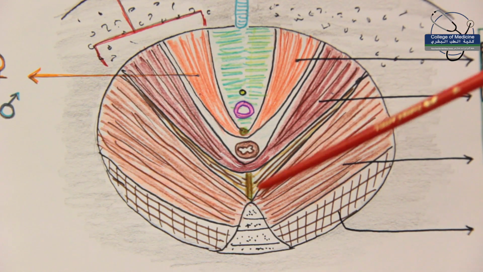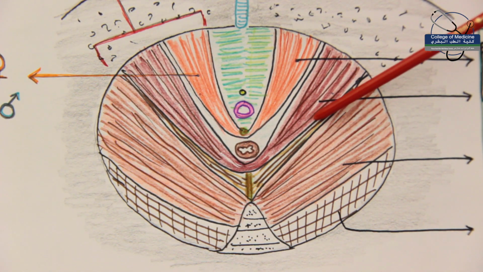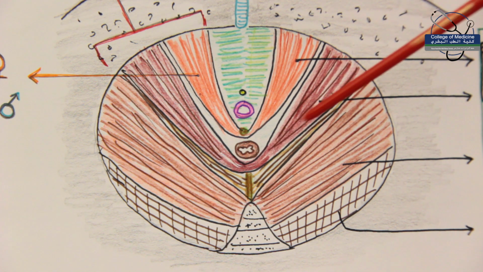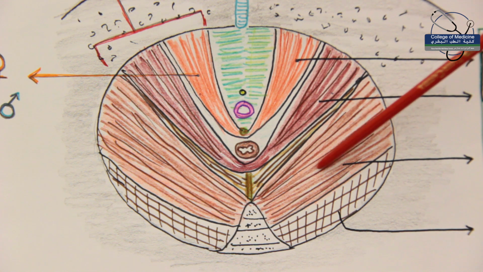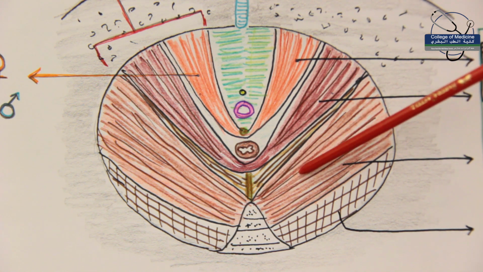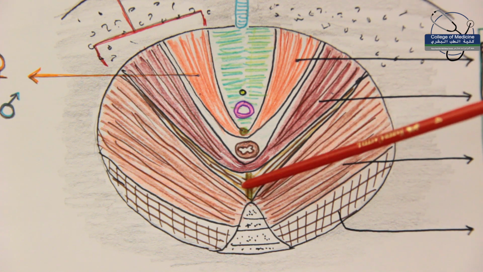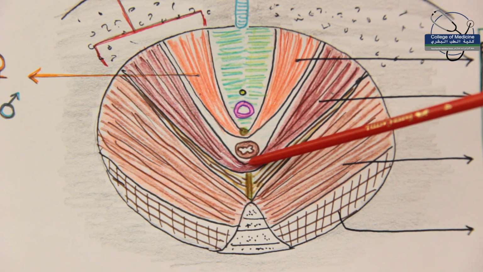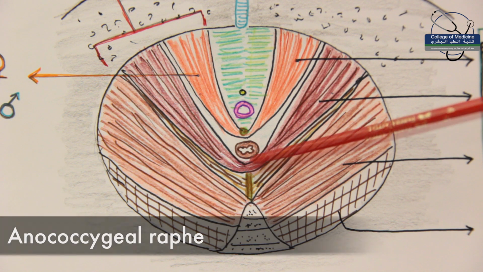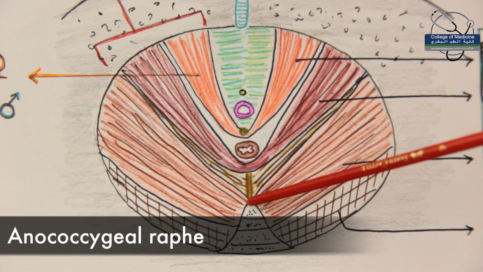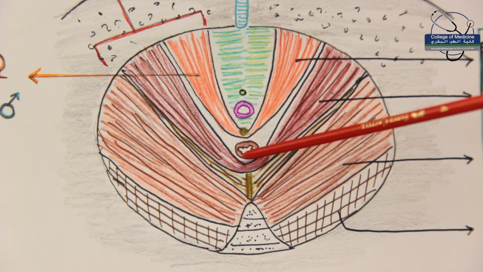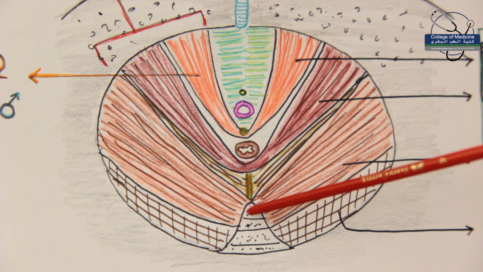Another thing that has been left is, you can see that the puborectalis and the iliococcygeus muscles are coming towards the midline, and they are joining at the back of the anal canal, or the lower opening of the rectum. This region is known as the anococcygeal raphe, or anococcygeal body, because it's lying between the anal opening and the coccyx, or the tip of the coccyx.